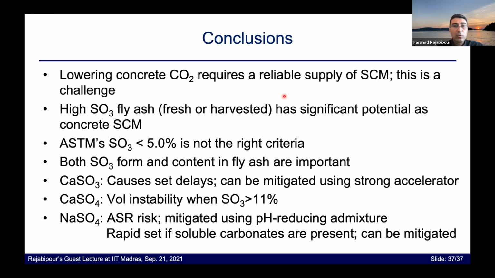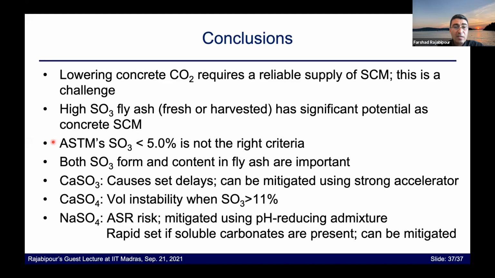All right, so some concluding remarks and take-home messages. Lowering concrete CO2 is, of course, very important. And one of the main pillars of doing so is a reliable supply of SCMs, which could be challenged if we are looking at only conventional SCMs. So we really need new reliable supplies, large quantities of new SCMs. One such SCM could be a high SO3 fly ash, both in terms of fresh or harvested fly ash, that has a very good potential.